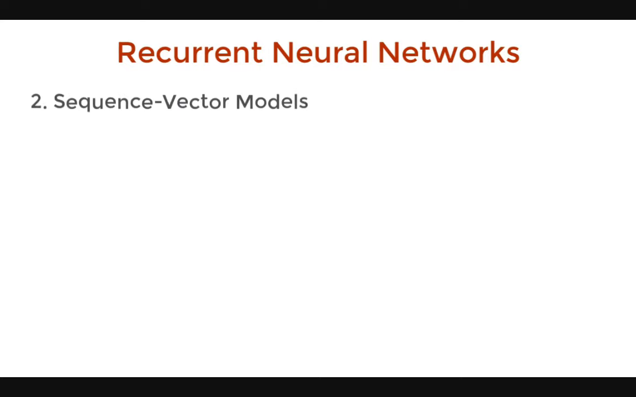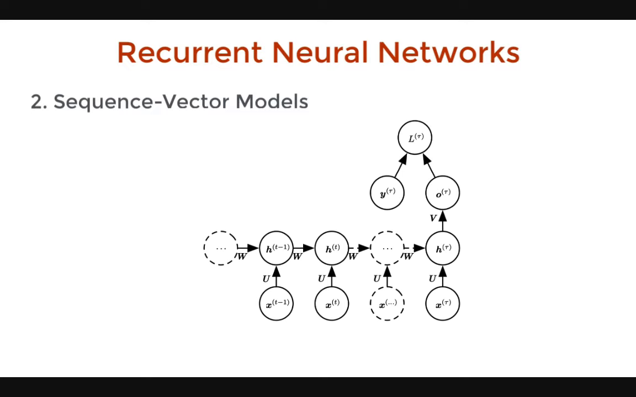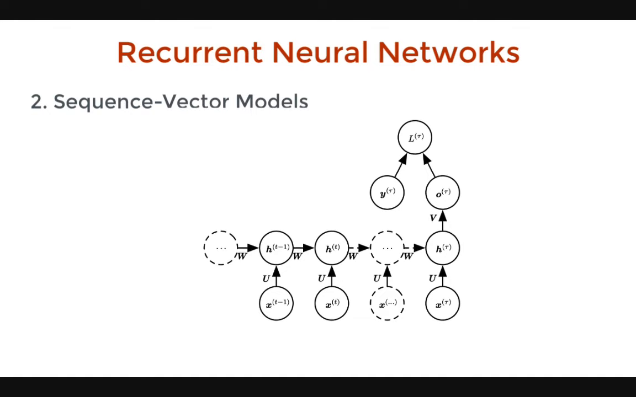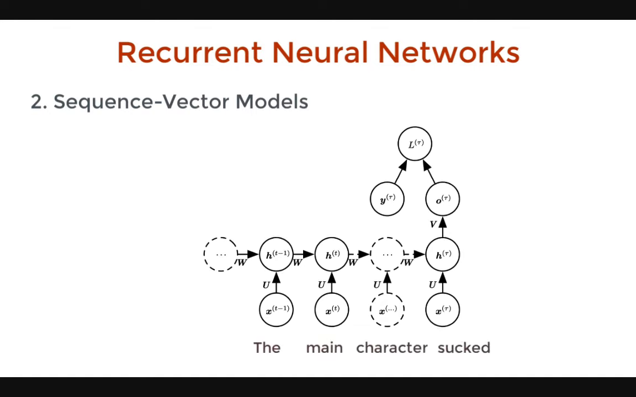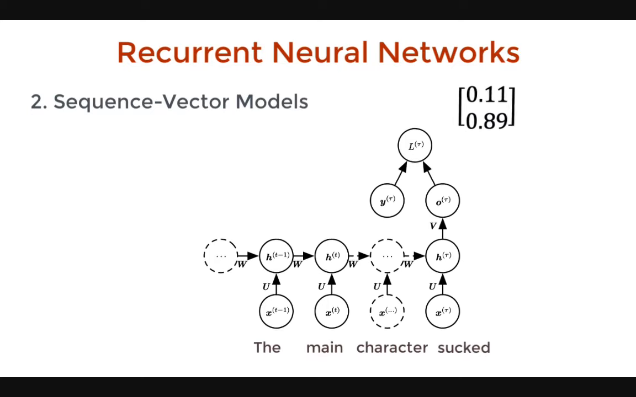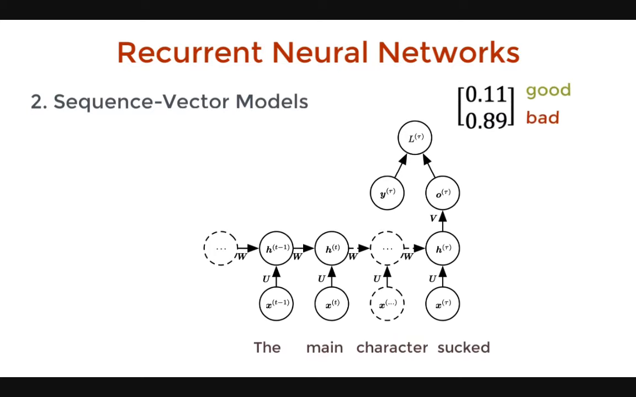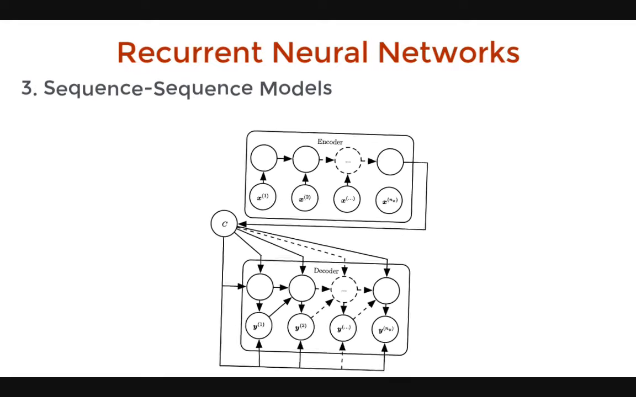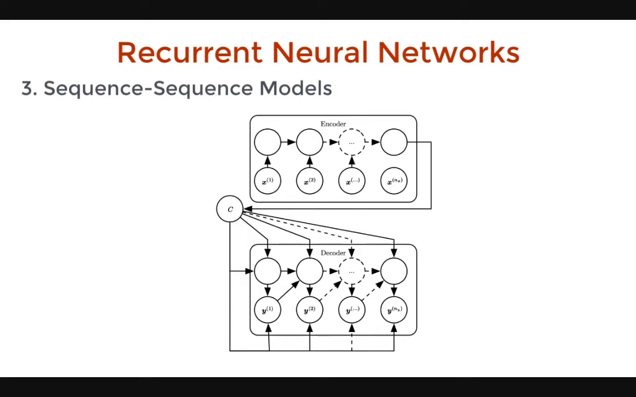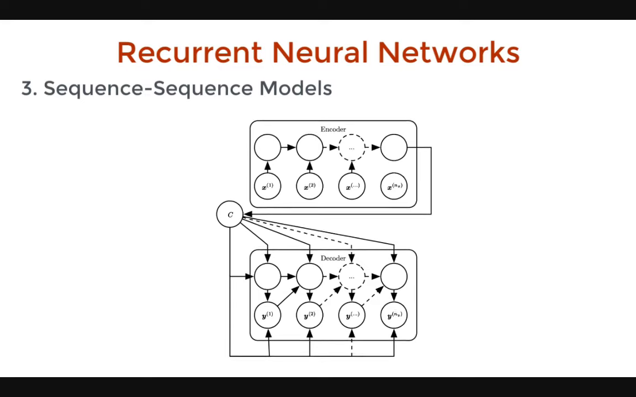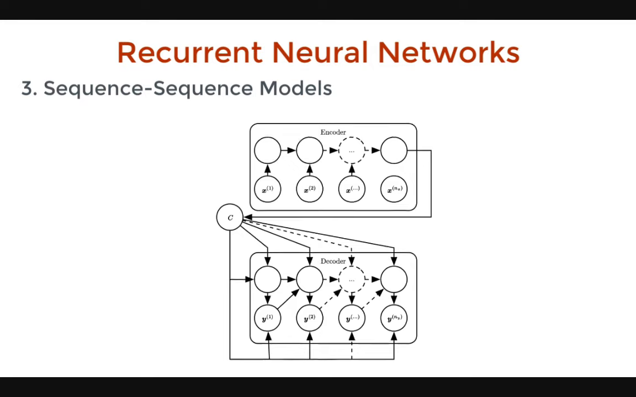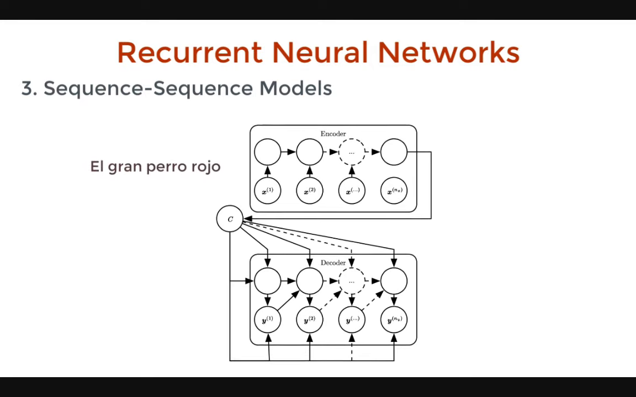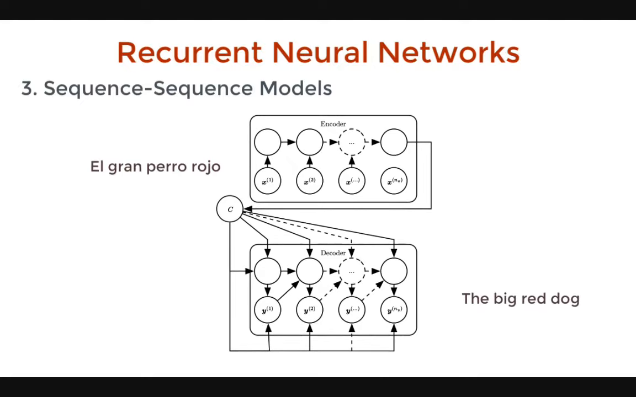The second type is a sequence-to-vector model. These neural networks take in a sequence as input and spit out a fixed-length vector. In sentiment analysis, the movie review is an input, and a fixed-size vector is the output indicating how good or bad this person thought the movie was. Sequence-to-sequence models are the more popular variant, and these neural networks take in a sequence as input and output another sequence. For example, language translation. The input could be a sentence in Spanish, and the output is the translation in English.